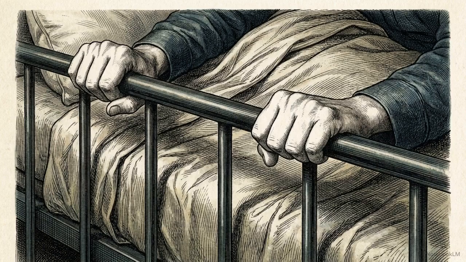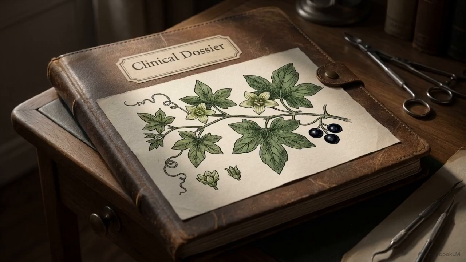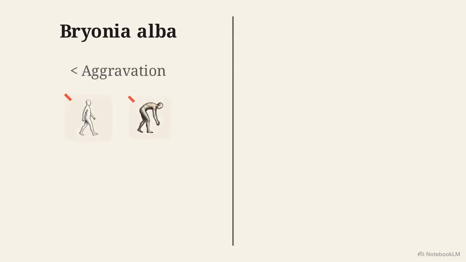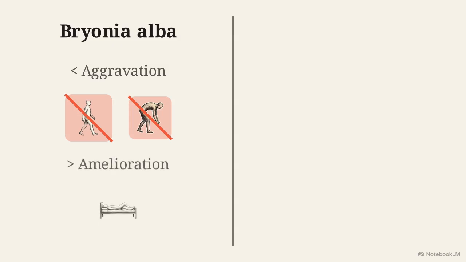Consider a clinical scenario involving a diagnostic tie. A patient presents with severe, aching, intolerable physical pain. Bryonia alba appears as a primary potential match for this pain profile. This matrix shows how to break the tie. Looking at Bryonia's strict aggravation modality, we see extreme worsening from any motion whatsoever. Conversely, its amelioration modality requires absolute rest and lying directly on the painful side.